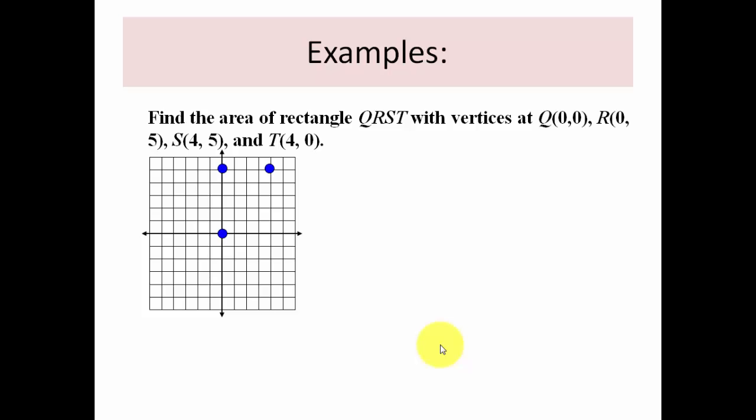So I'm going to go ahead and graph my 4 points, and I can see that that forms a rectangle. Now to find the area, I need to know the lengths of these sides. No, you do not have to use the distance formula. Since these are vertical and horizontal lines, you can simply just count. So this side is 4 and this side is 5, which is going to give me an area of 20.